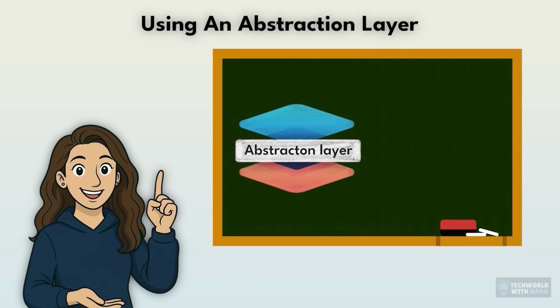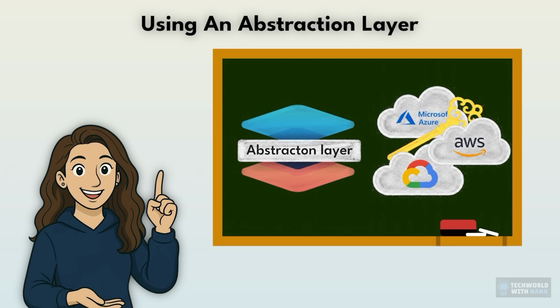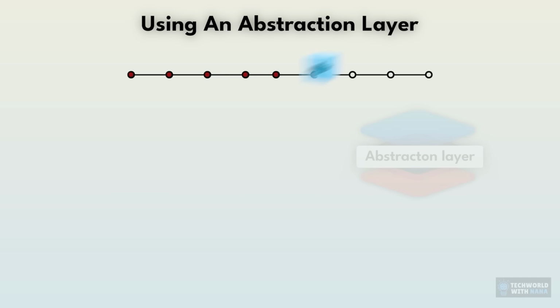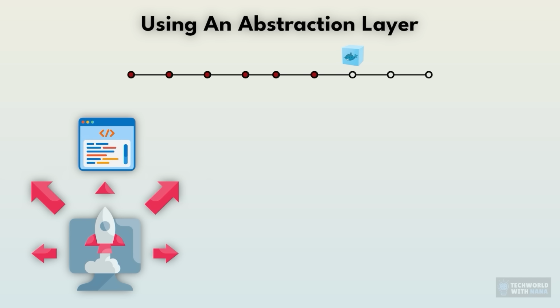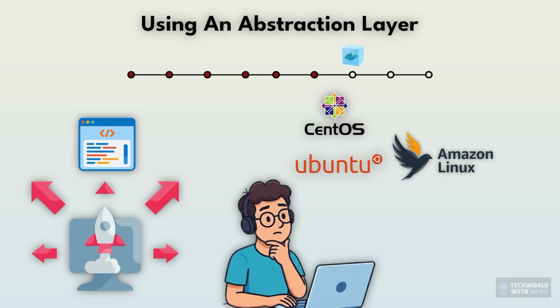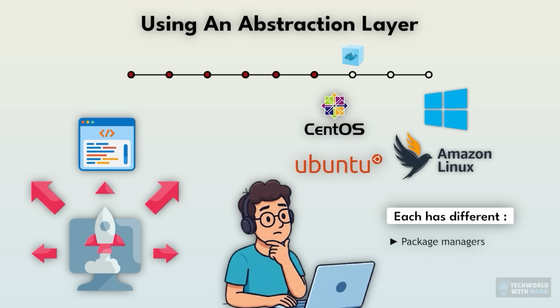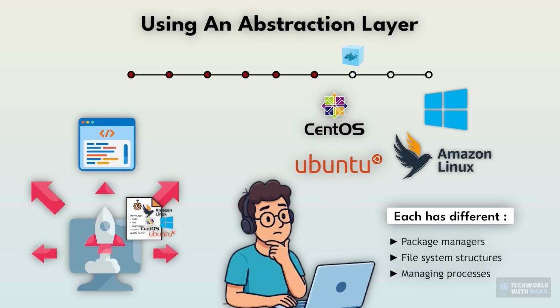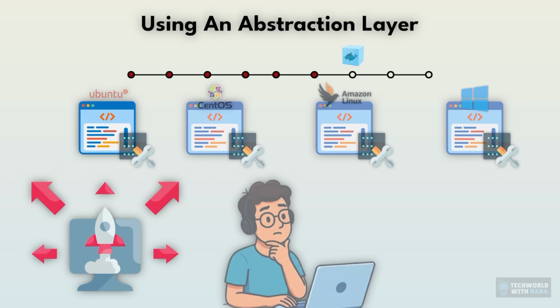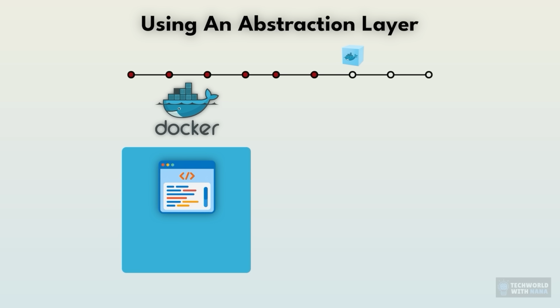Let me explain this concept clearly because this is the key to everything. What is an abstraction? Think about how Docker solved a similar problem. Before containers, deploying an application meant you had to understand the specific operating system. Are you deploying to Ubuntu, CentOS, Amazon Linux, Windows? Each has different package managers, different file system structures, different ways of managing processes. So your deployment scripts were full of operating system specific logic, and your application had to be configured differently for each environment.